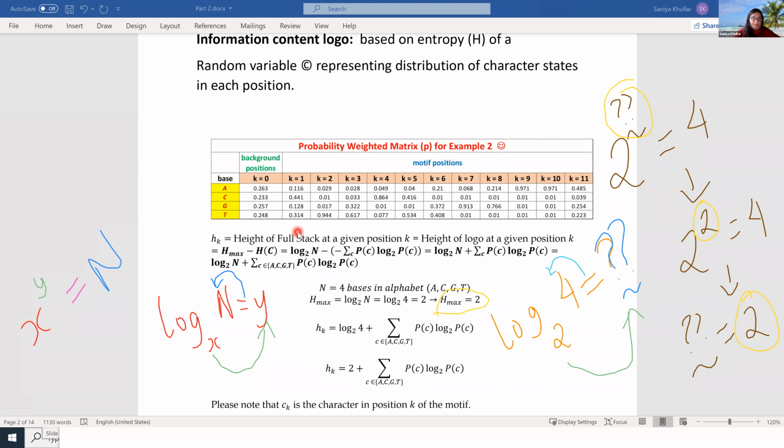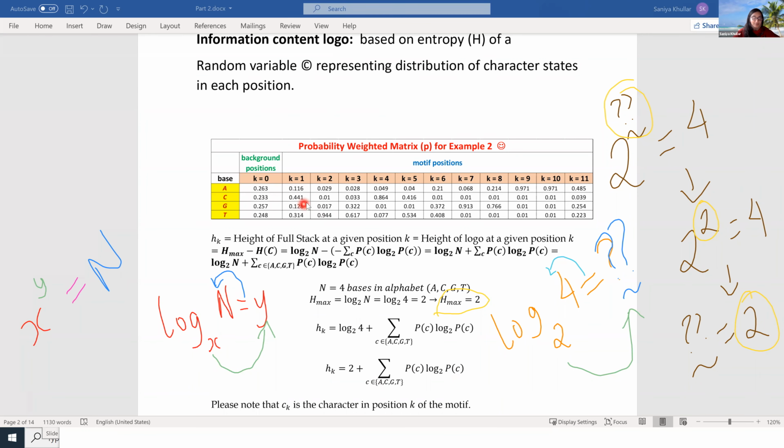And then what we will find is we first should find the height. When we find the height of each spot, we want to first take these probabilities. If we're focused on K being 1, we say P of A is going to be 0.116. So that will go here, multiplied by log 2 of 0.116. That's for A. Then for C, we're going to look at this 0.441, and we're going to plug in 0.441 times log 2 of 0.441. And we're going to get this for C.